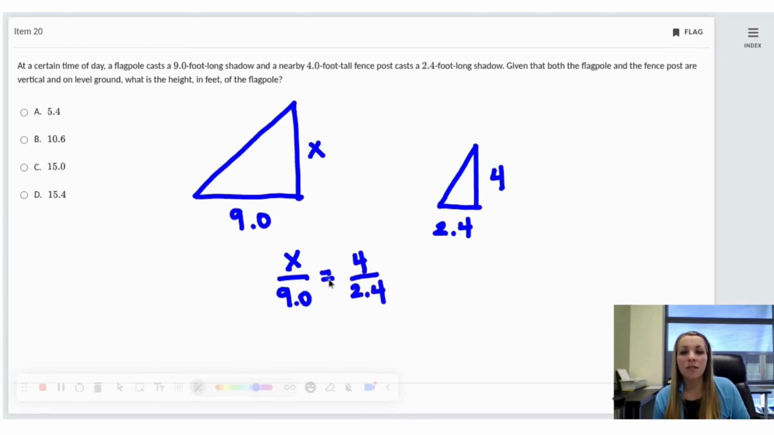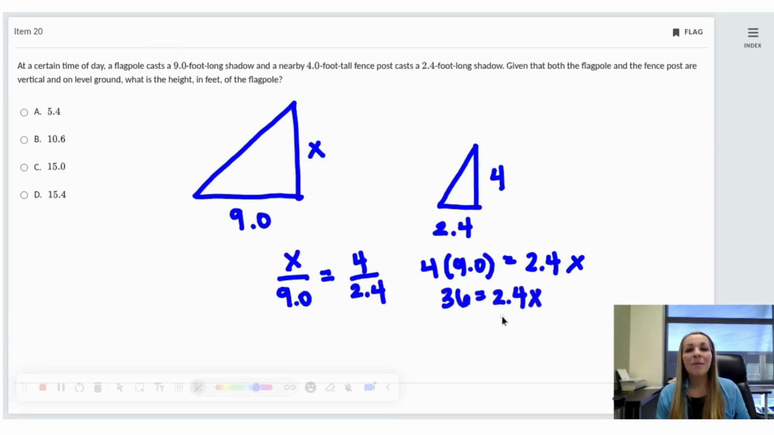Because this is an equal sign, I can use cross multiplication. I'm going to do 4 times 9.0 equals 2.4 times x. 4 times 9 is 36. And I'm going to divide both sides by 2.4 to get x by itself. 36 divided by 2.4 gives me the height of the flagpole, and that's 15. So that matches answer choice C.